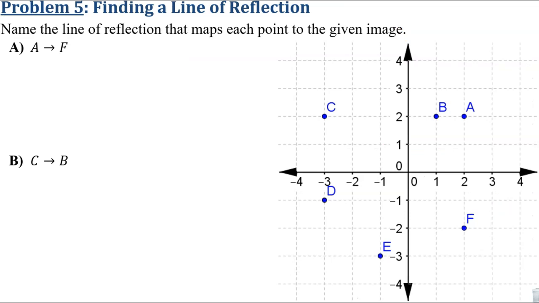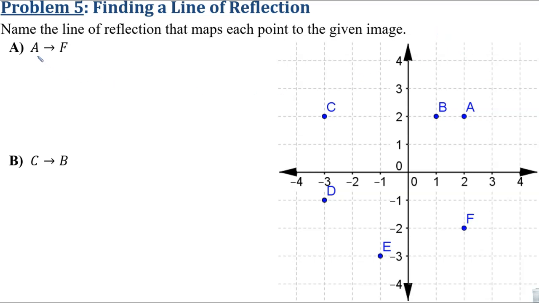In problem 5, we're going to look at finding a line of reflection. Now, just like we want to be able to write translation rules, we also want to be able to write reflection rules. And really all there is to a reflection rule is figuring out what that line of reflection is. So let's go ahead and do that. We'll do a couple of these together. Problem 5 says, name the line of reflection that maps each point to its given image.